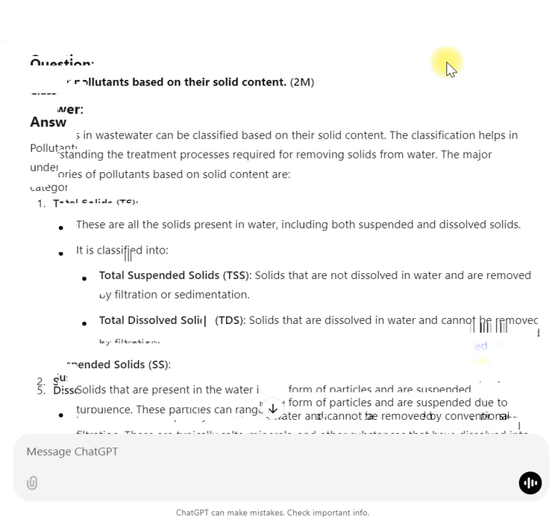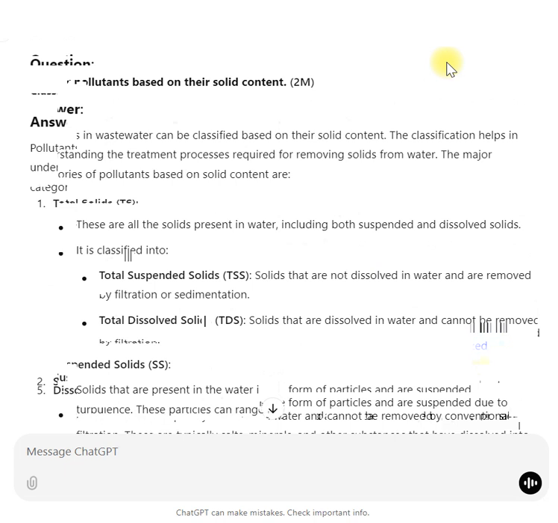2. Suspended solids, SS, solids that are present in the water in the form of particles and are suspended due to turbulence. These particles can range in size and are typically removed through physical processes such as sedimentation, coagulation, and filtration. Suspended solids can be organic, biodegradable, or inorganic, non-biodegradable, depending on their composition.